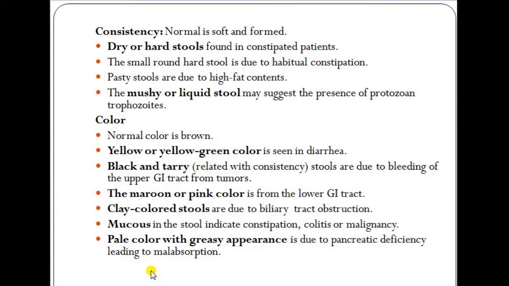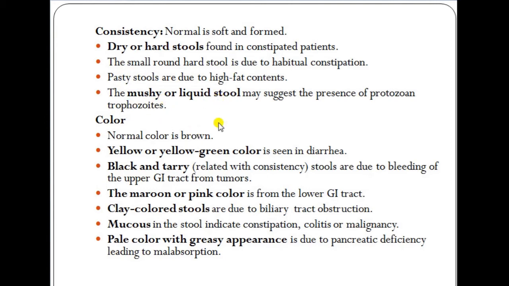The first parameter in macroscopic examination is consistency. The normal consistency of a stool is soft and formed. However, the consistency may vary in case of infection or disease. If the stool is dry or hard, that may be due to constipation. If the stool is round and hard, it may be due to habitual constipation. Pasty stool may be seen due to high fat content.